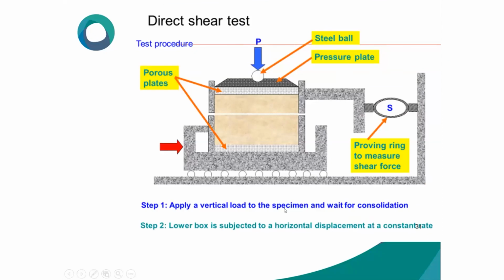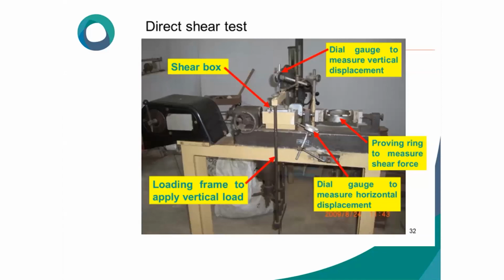Then you are applying the load in the horizontal direction. See, this is the horizontal direction. You are applying a vertical load to the specimen and waiting for the consolidation. The lower box is subjected to horizontal displacement at a constant rate. See, this is the shear box, the dial gauge you are applying, and the proving ring. Dial gauges are for the measurement of horizontal displacement. Loading frame to apply vertical load.